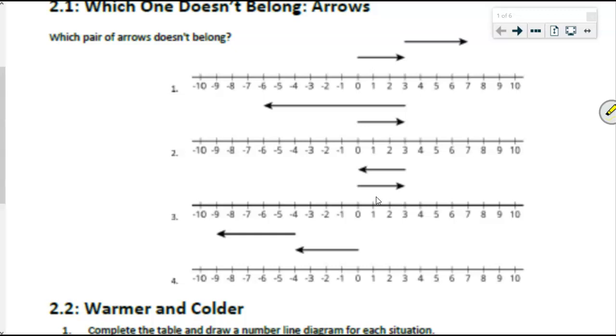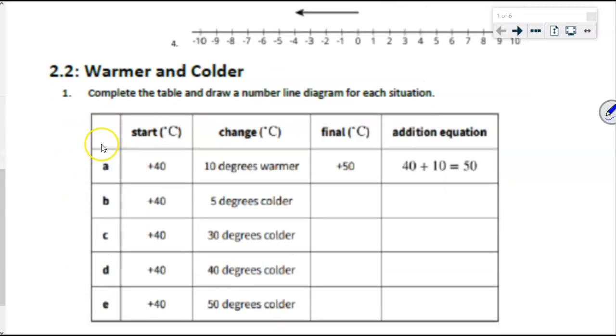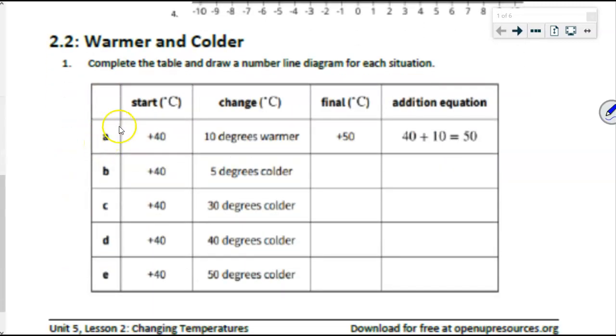Math practice 3. Construct your own viable argument, but then listen to what others have to say. Critique their reasoning as well. So I think that there is a great argument for each one of these, and we're ready to move on. The next exercise is warmer and colder. It says complete the table. And then it says, and draw the number line diagram for each.